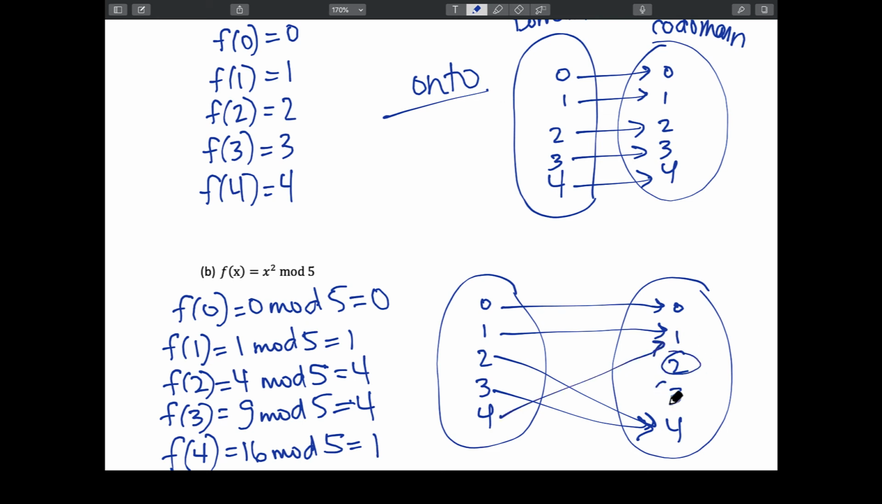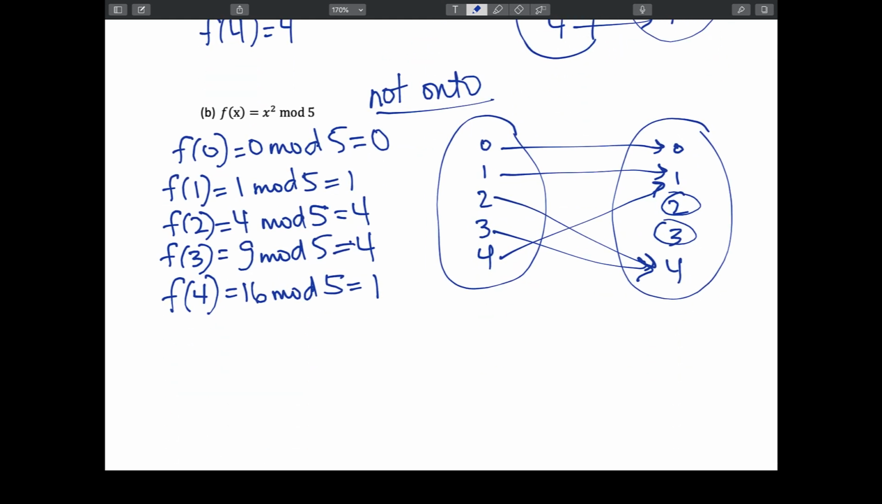So we can see that there are two elements in our codomain that never have anything coming into them. So it is not onto, and the explanation is exactly that. Both 2 and 3 do not have anything coming into them.